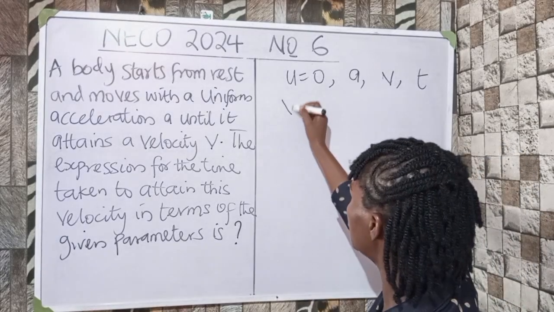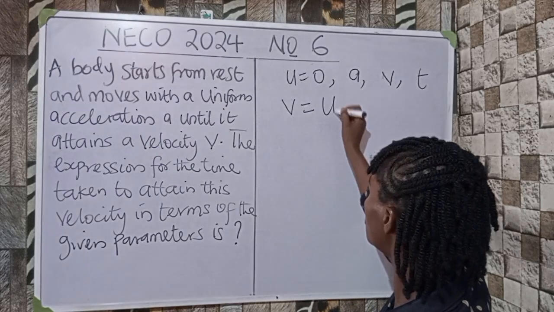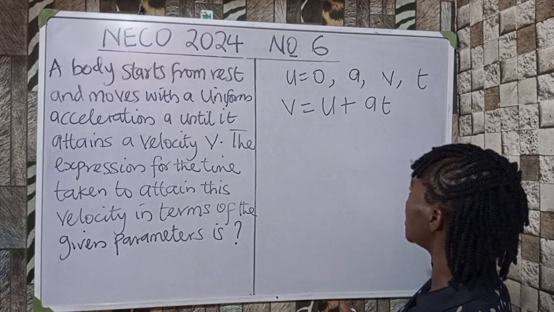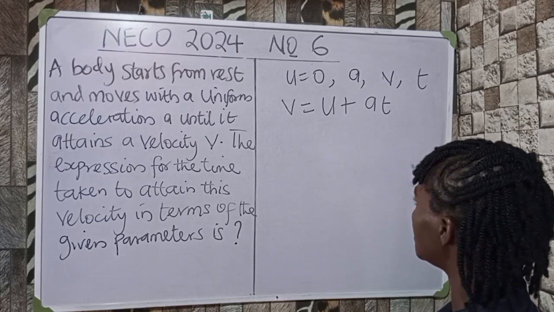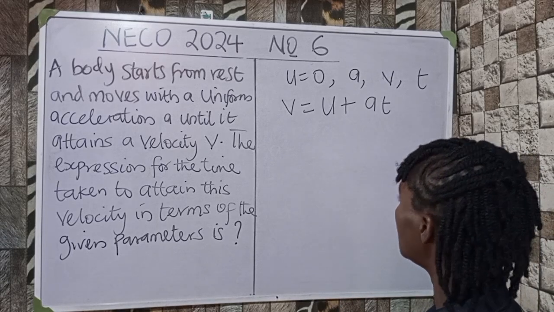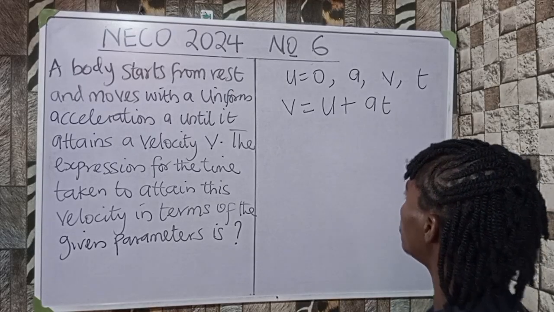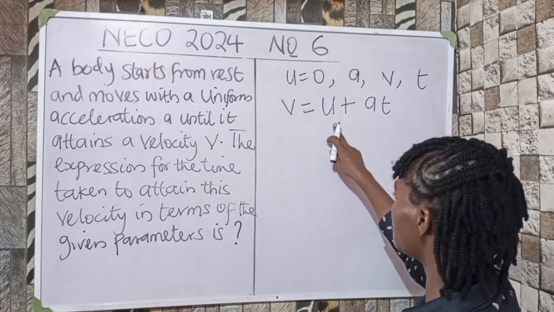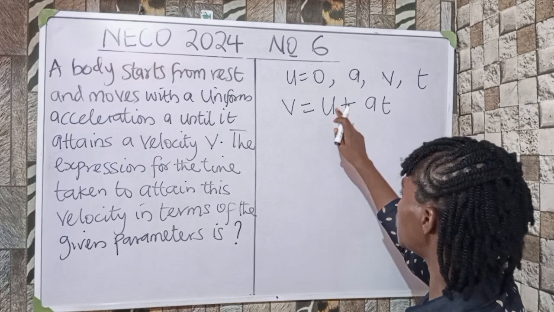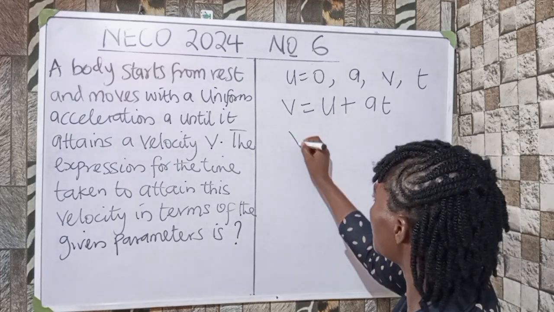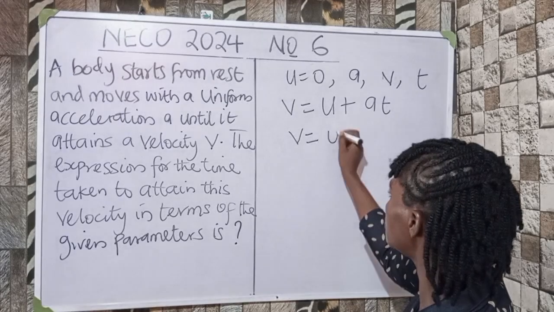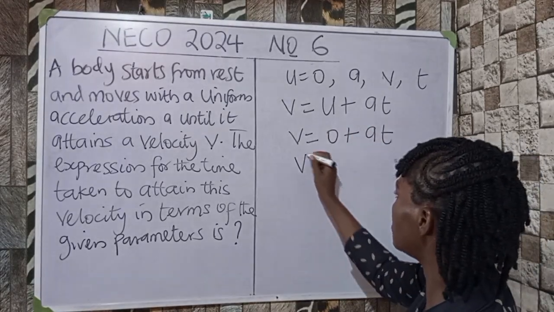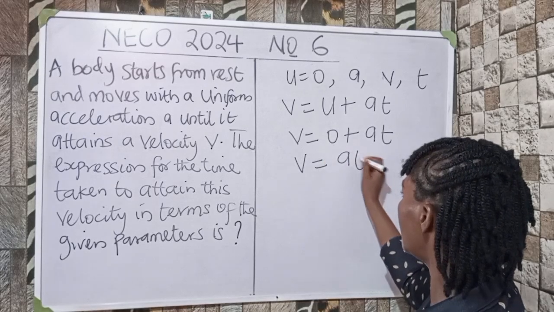It says that v is equals to u plus at. So all the parameters we need are provided in this first equation of motion. Knowing that u is equals to 0, which is initial velocity, because the body starts from rest, I'm going to replace this u with 0. So we have v is equals to 0 plus at, which will give us v is equals to at.